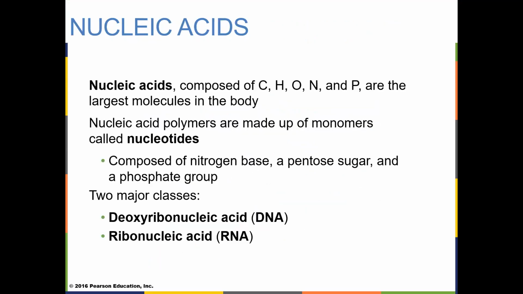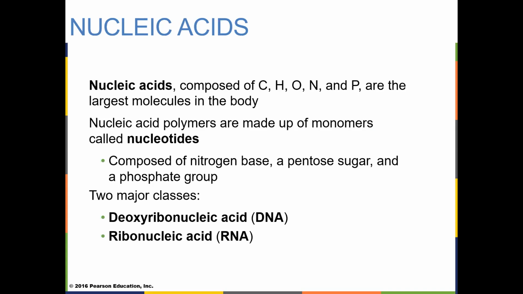Now, that leads us into the last category of organic molecules, the nucleic acids. The nucleic acids are made up of carbon, hydrogen, oxygen, nitrogen, and phosphorus. They are the largest molecules in the body. They are the DNAs and the RNAs. Remember, a DNA molecule is about 6 feet long.